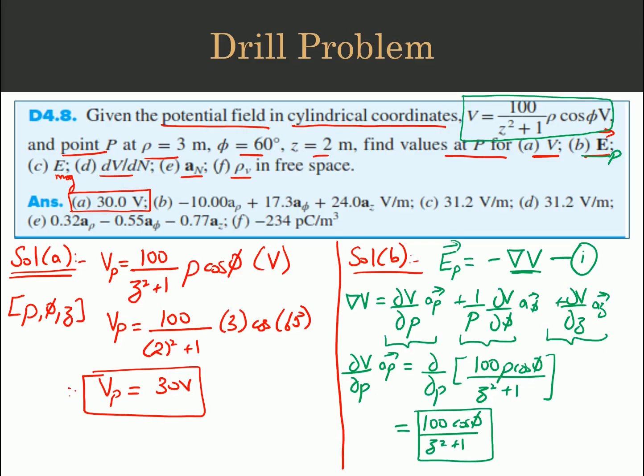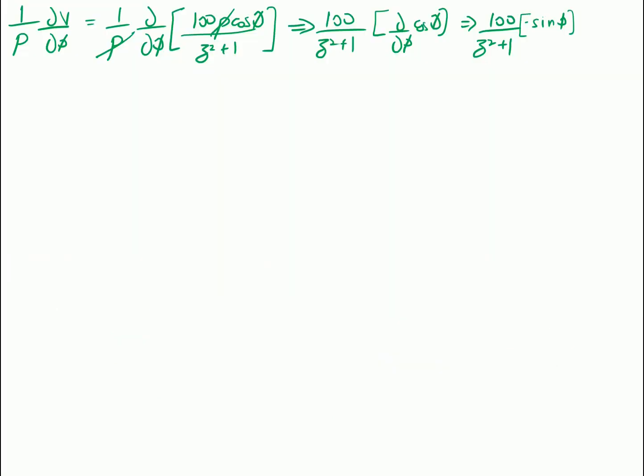Now let's come to the third part, finding the partial derivative with respect to z. For the third part, partial of V with respect to z is equal to, let me write the equation for V again. It is 100 rho cos of phi divided by z squared plus 1. Now we have to take the partial derivative with respect to z.